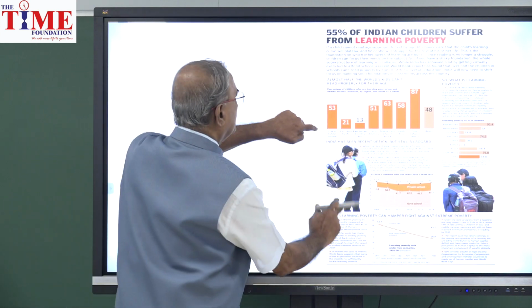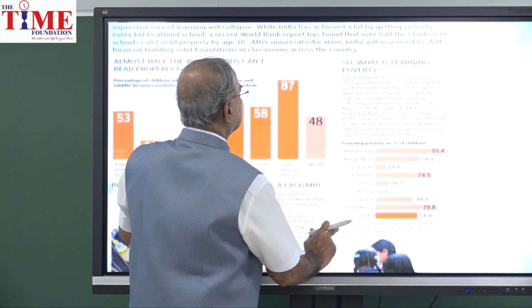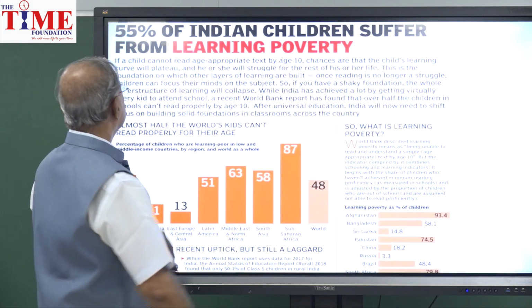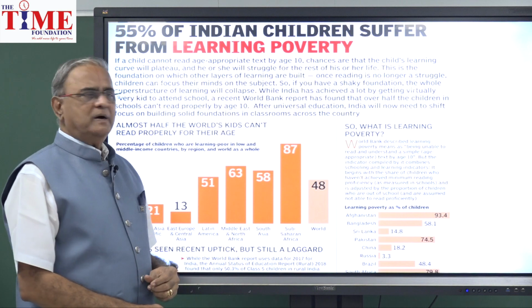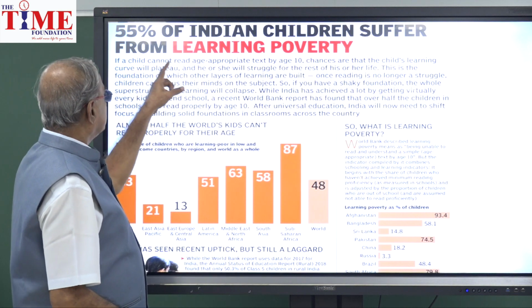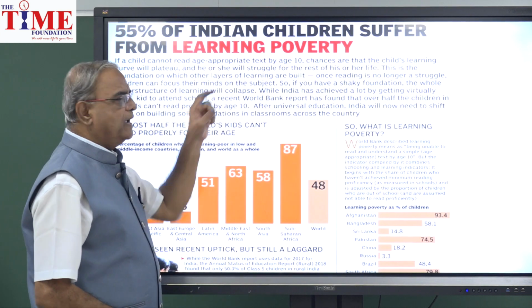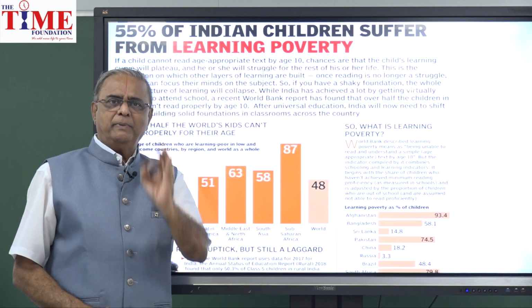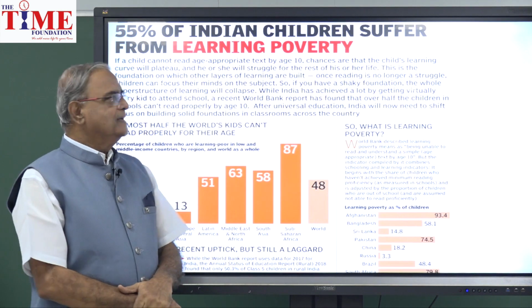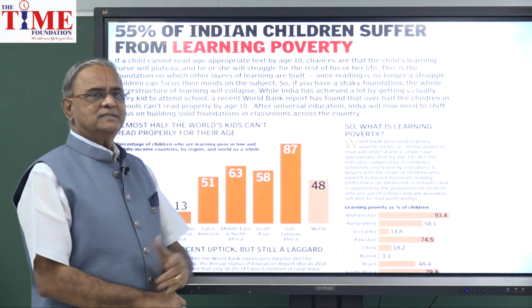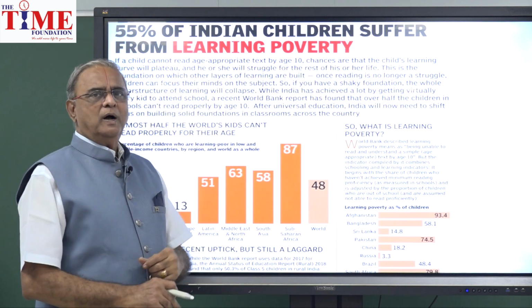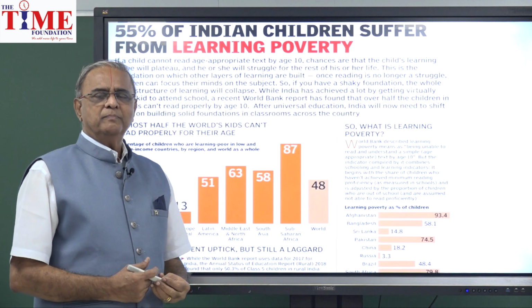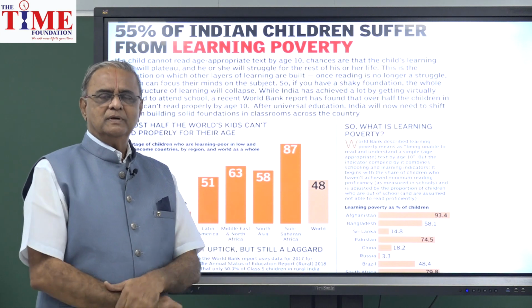If I go into the details, if you really look at it, look at this. Learning poverty. What is learning poverty? If a child cannot read age appropriate text by 10 years, the chances are that the child's learning curve will plateau and he will not be able to pick up knowledge.